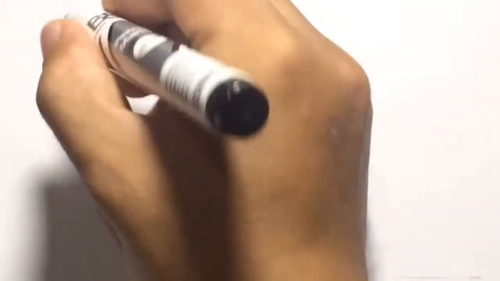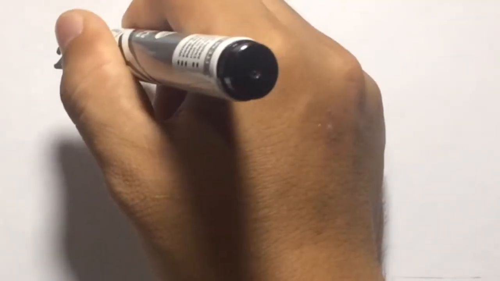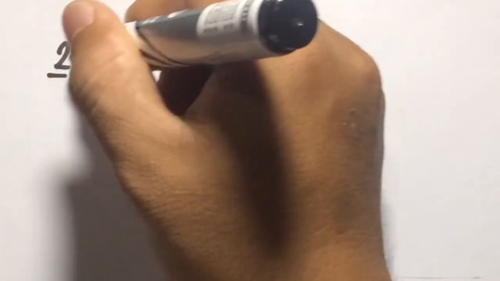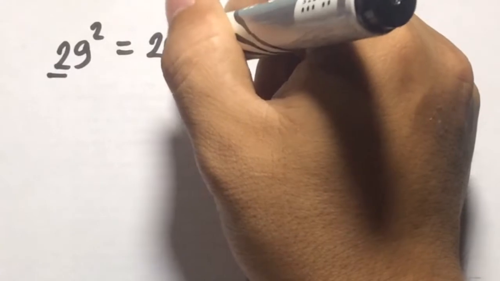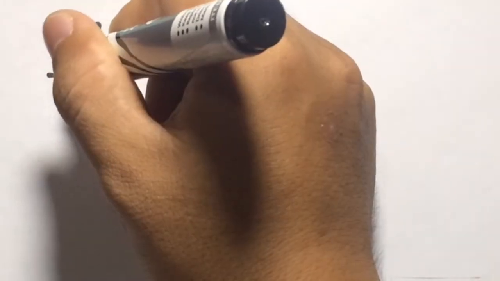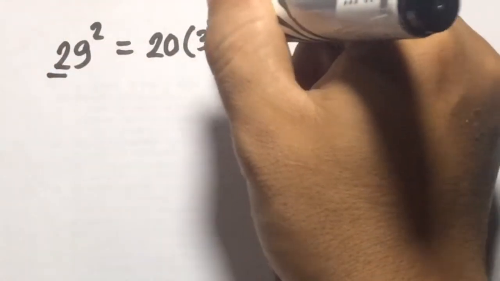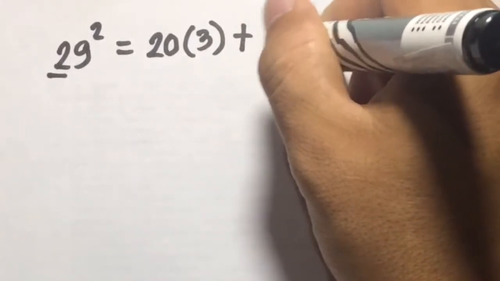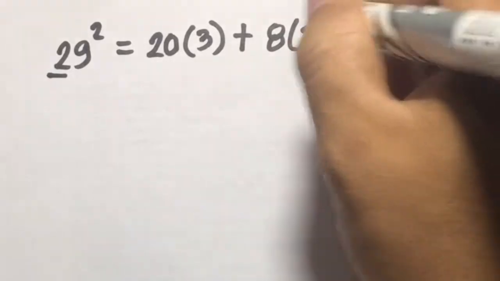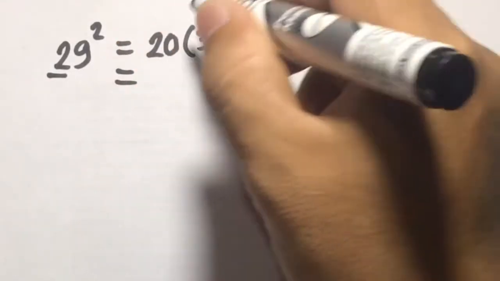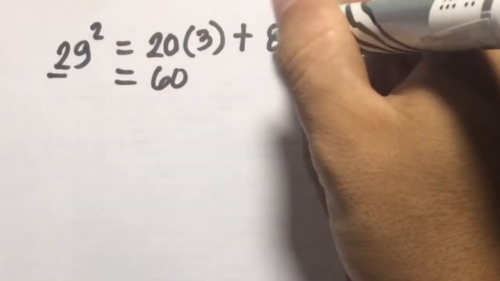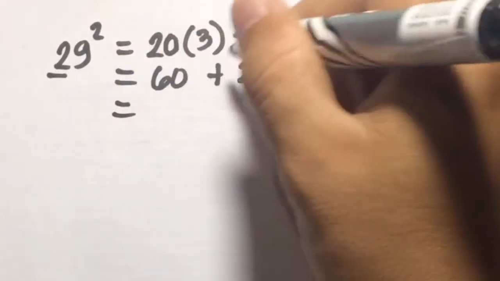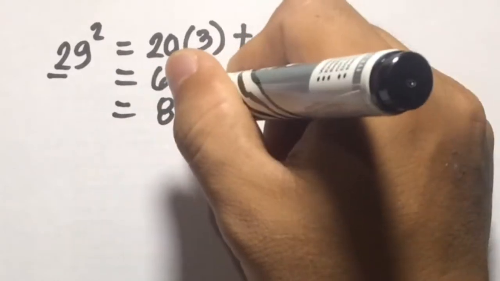Let's have first 29 squared. The first digit is 2, so we're going to have 20, times the next digit of 2, which is 3, plus the constant number, which is 8, then times 3. So, 20 times 3 is 60, then 8 times 3 is 24. So 60 plus 24 will be 84.